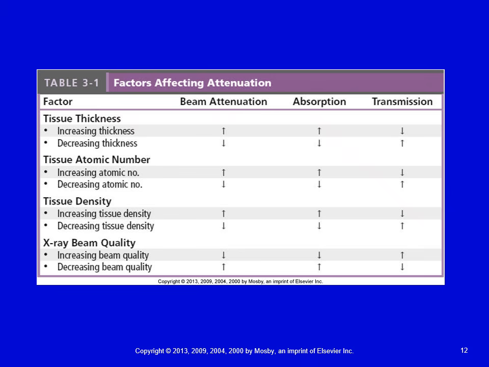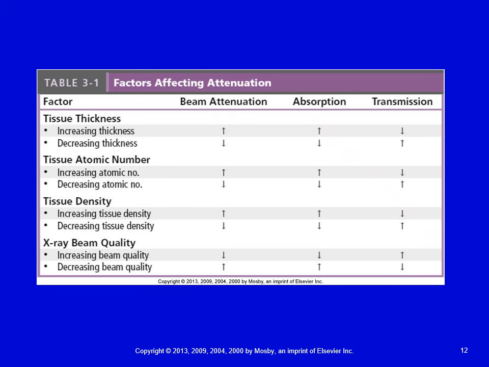Last but not least, for tissue density, if we're looking at fat and soft tissue, it's less dense, so the X-ray beam will be attenuated less and less will be absorbed. And if less is absorbed and attenuated, that means more of the X-ray photons are able to exit the patient and be transmitted to interact with our image receptor.